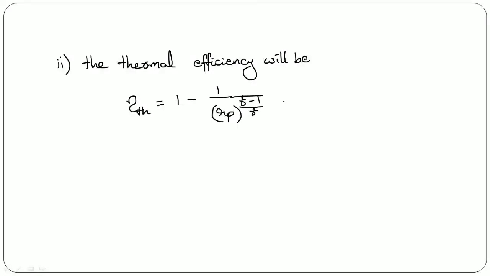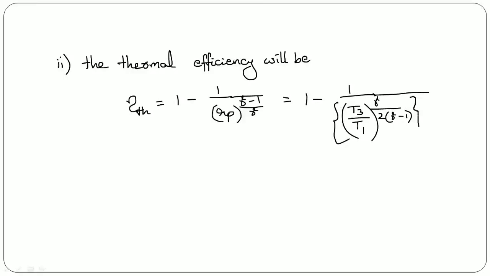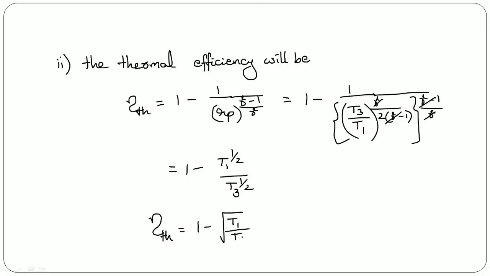See, for maximum work done we need to write Rp as T3 by T1 whole to the power gamma by 2 into gamma minus 1. That means we need to replace Rp with Rp optimum for maximum work done condition. So therefore these will get cancelled. We can write this as 1 minus T1 power 1 by 2 by T3 power 1 by 2. So therefore the thermal efficiency for maximum work done will be 1 minus under root of T1 by T3. So this is for maximum work done.